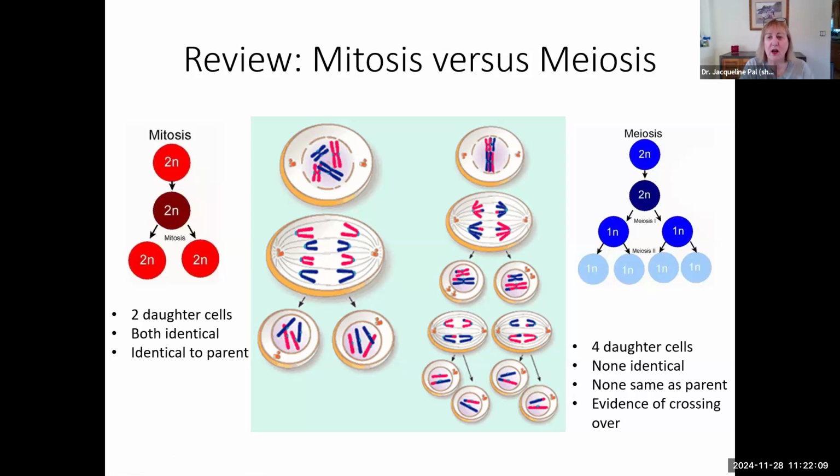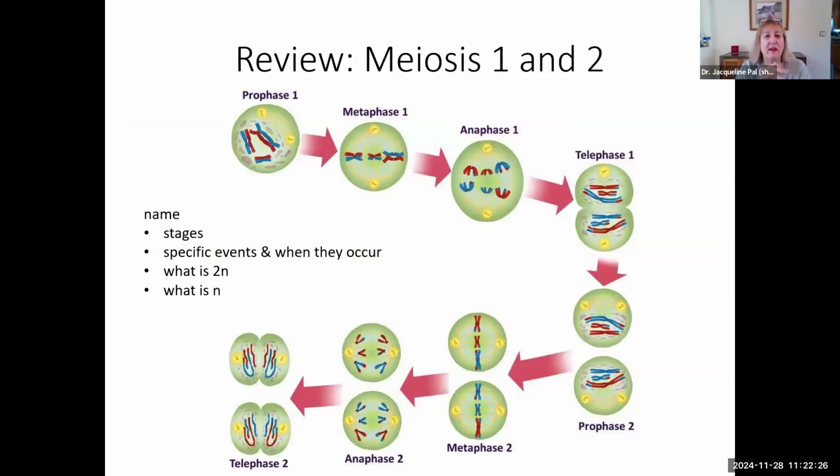Hopefully you understood all of this. If not, please go back and look at my earlier sections where I have a much more in-depth review of mitosis and meiosis and go through that more detailed description of what is happening. Otherwise, go here and take this picture and review all the steps of meiosis 1 and 2, naming the stages, the specific events, what's happening, and make sure you can identify what is haploid and what is diploid.